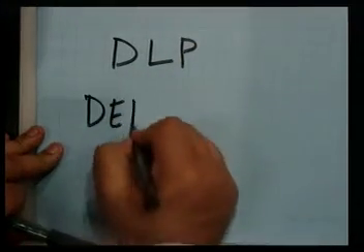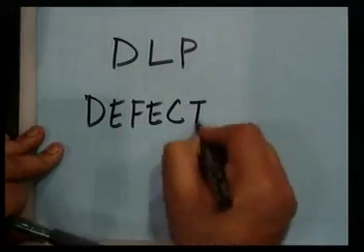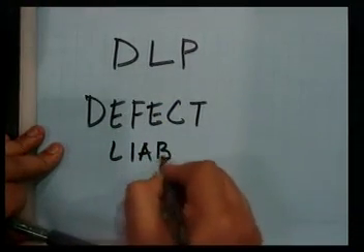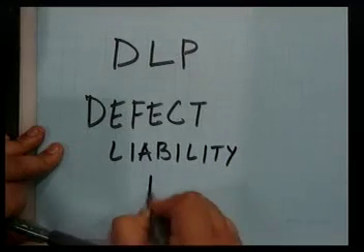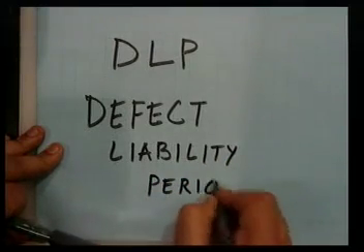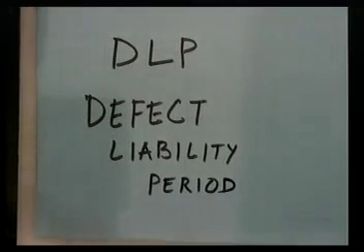Defect liability period. So, in most contracts you will find that 50% of the amount is released to the contractor after virtual completion of the project and the remaining 50% is paid to the contractor after the completion of the defect liability period.